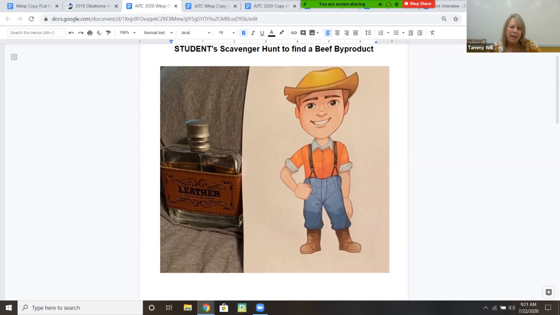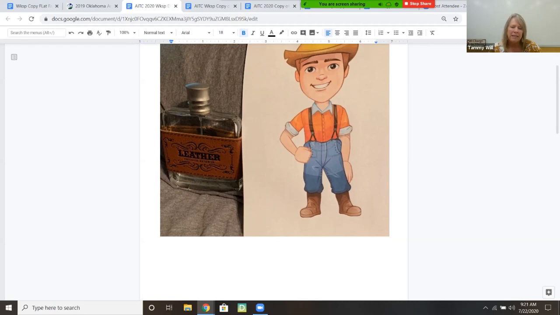And I had a real debate inside of my thinking of whether the farmer should have overalls or not, because there's this more current looking farmer. I even asked my husband what he thought about that. But they found their byproduct. They took a picture, and they just sent that picture back to my school email.